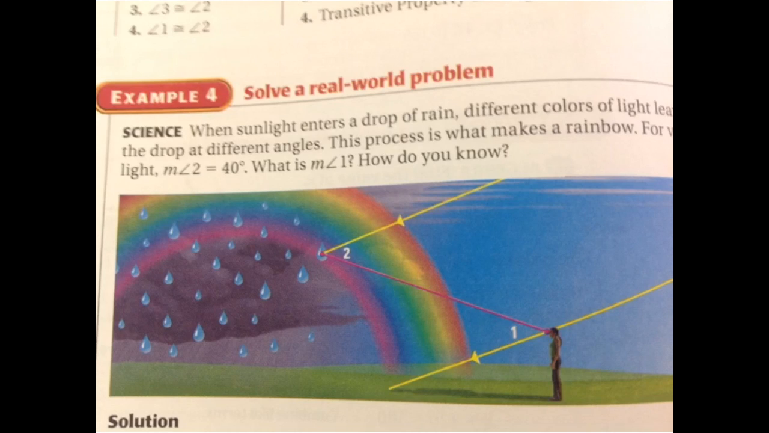Aren't they alternate? They're alternate what? Alternate interior angles. We know interior because they're inside the parallel lines. And so what does that make the measure of angle 1? 40 degrees. Everybody okay with that?